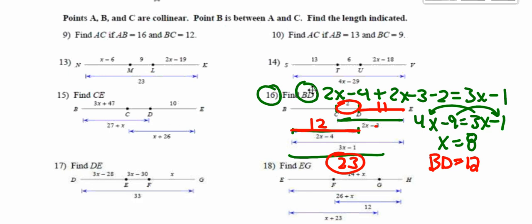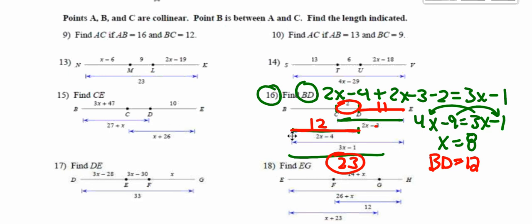I go back and read the directions. It didn't just say solve for x. I need to solve for BD. Well, BD is this right here. So 2 times 8 is 16, minus 4 is 12. So the length of BD, or the distance from B to D, is 12. I can guarantee I'm right by plugging back in the other ones. 3 times 8 is 24, minus 1 is 23. So the whole length is 23.